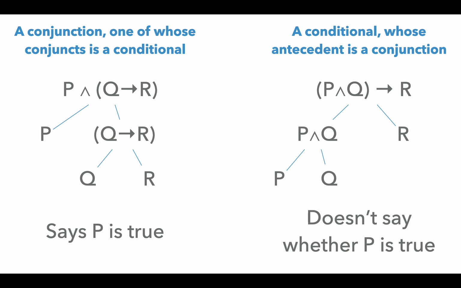Is P true? Is Q true? Is R true? Actually, who knows? I'm not saying anything about that, says that sentence. It says, I'm just saying if P and Q are both true, then also R is true. So it doesn't say whether or not P is true.